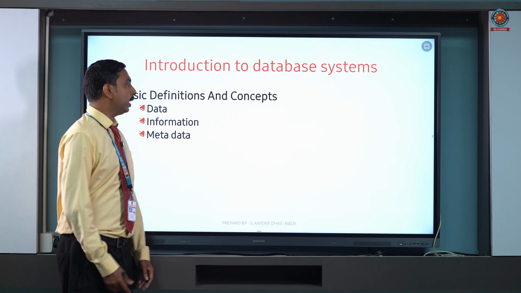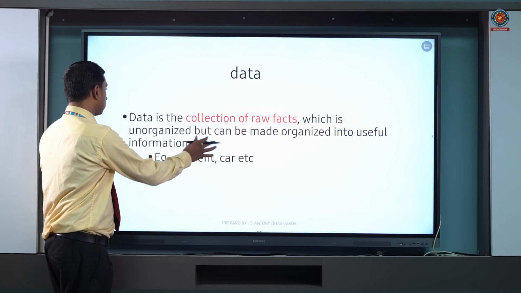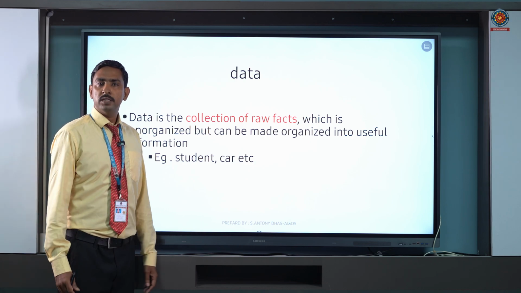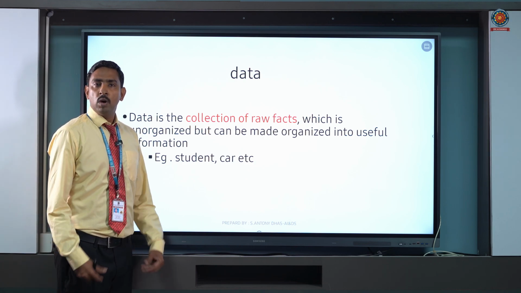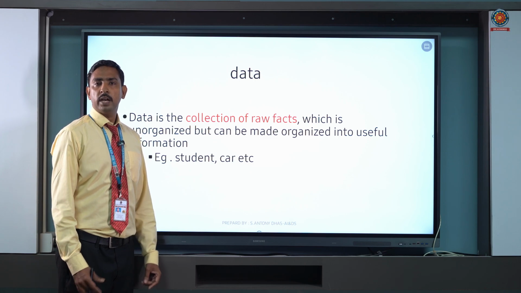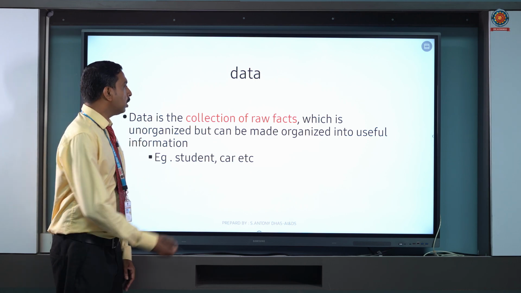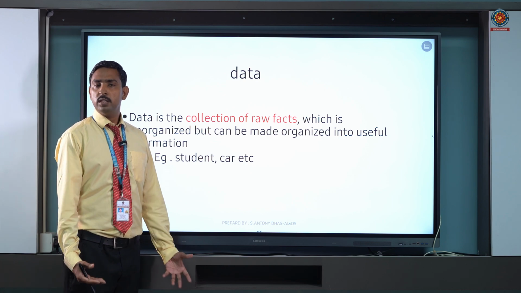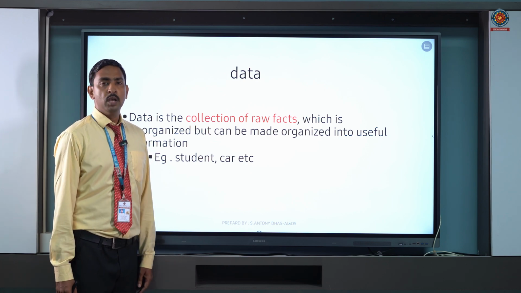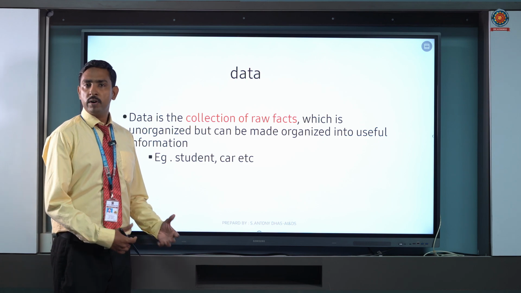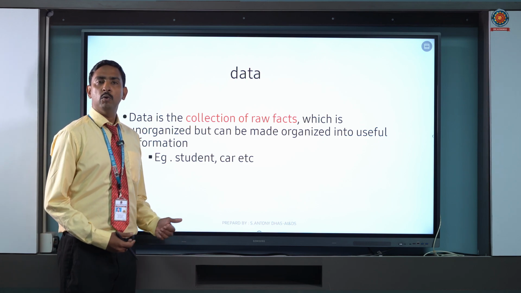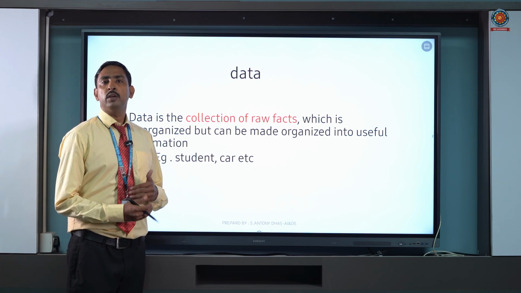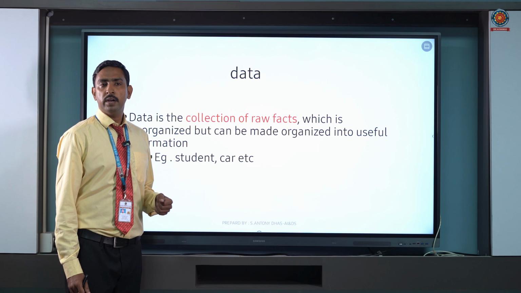What is meant by data? Data is nothing but a collection of raw facts. Raw facts means a collection of information. We have a lot of data from several resources, and we can easily get that data from everywhere. But that data is not organized, so we want to organize it in a manner that creates useful information.